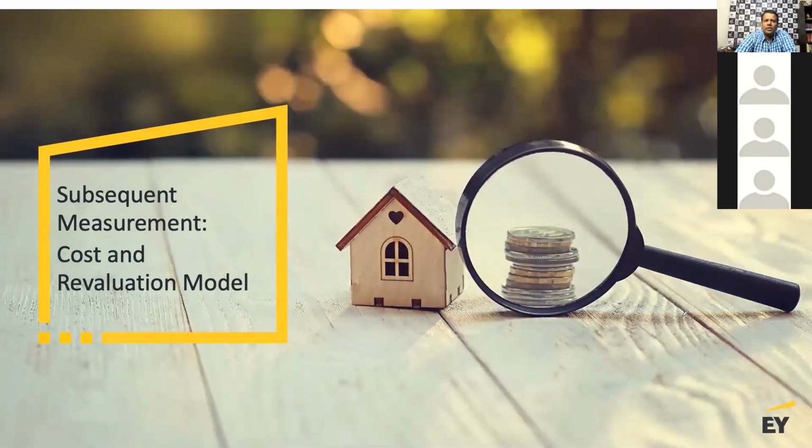Now we're going to talk about the subsequent measurement, the cost model and the revaluation model. When you look at the accounting for fixed assets, as I said, the fixed assets are either purchased or you're constructing a fixed asset, so you keep on incurring cost. That is what is a historical cost model.